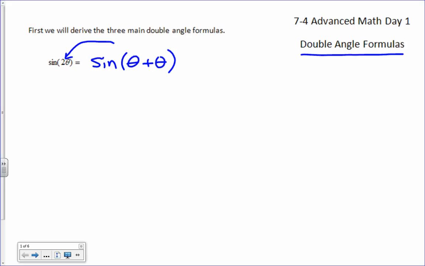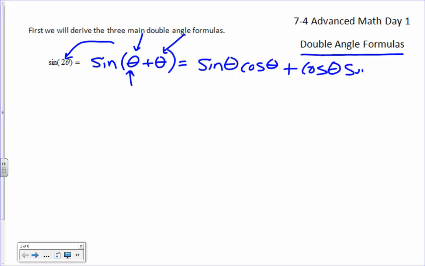It's on, what, 7/3 notes. And what that says is to take basically sine of the first one, which is theta, and then cosine of the second one. Well, the second one is just that theta, so they're the same. And if you remember, in sine, the sign stays the same, so it's plus. And then you would take cosine of the first one, which happens to be theta, and sine of the second one, which is, again, theta.